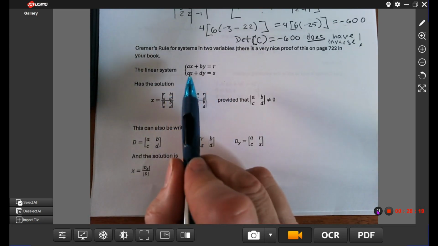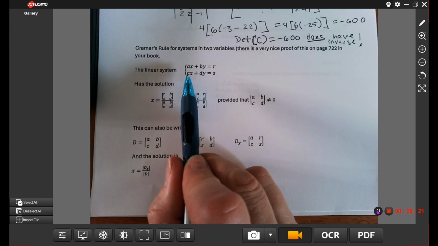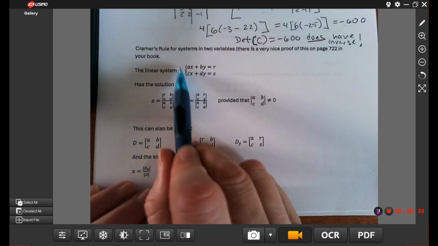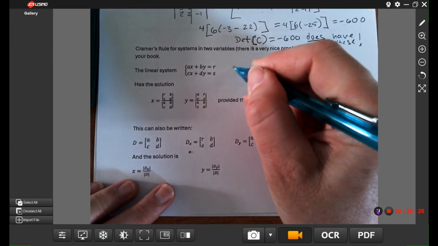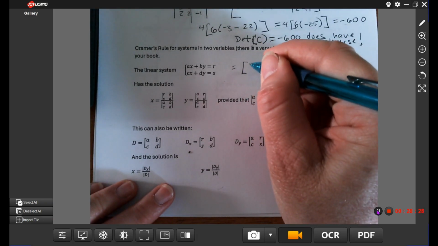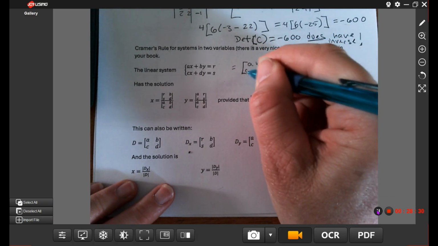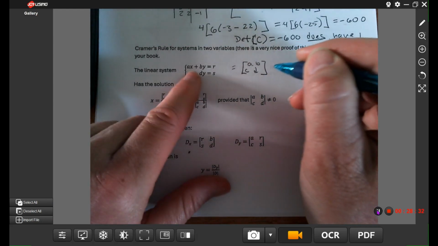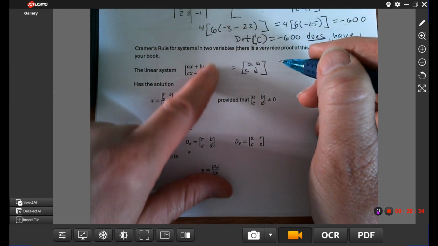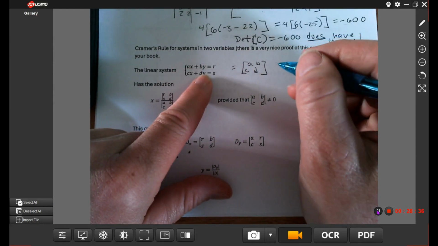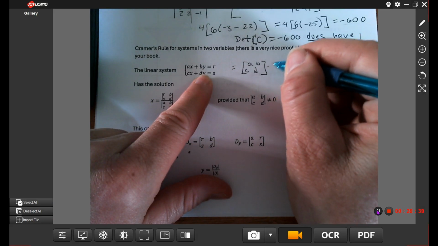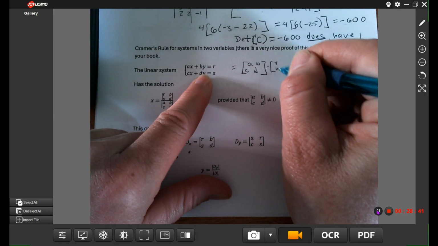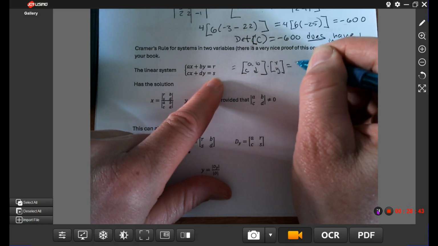So the matrix equation that would represent this system would be A, B, C, D, the coefficients from the left-hand side of the equal signs, times the solution matrix, equals the solutions. Remember this?